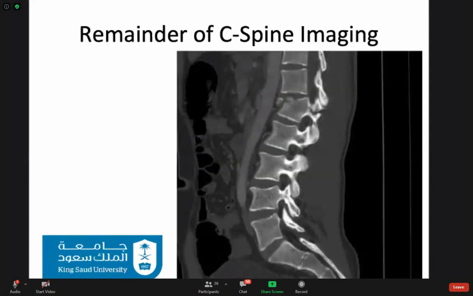This is a CT that shows a very nice fracture. So how do we know which level this is just by looking at it? What's this? This is the coccyx and the sacrum. So you go up 5, 4, 3, 2, 1. So we know that this is L1.